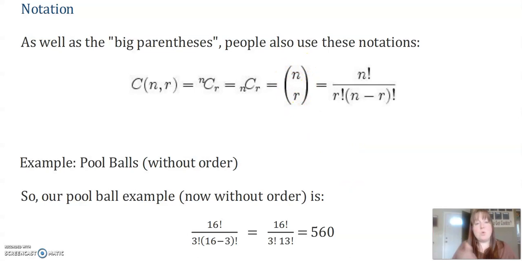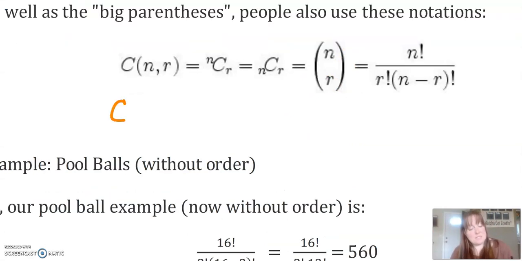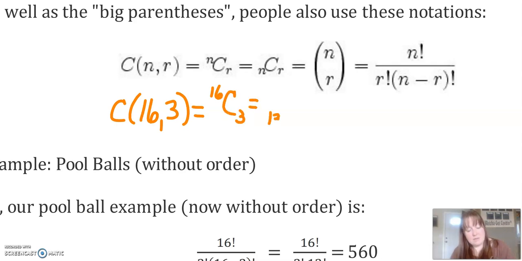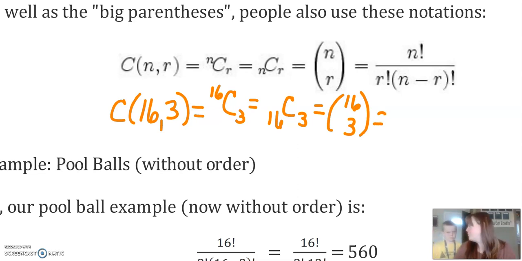So in the pool ball example, you might see it written in any of these ways, right? You might see C, combination 16, choose 3. You might see 16 choose 3. Or you might see 16 choose 3. These are all different ways to write our pool ball example.